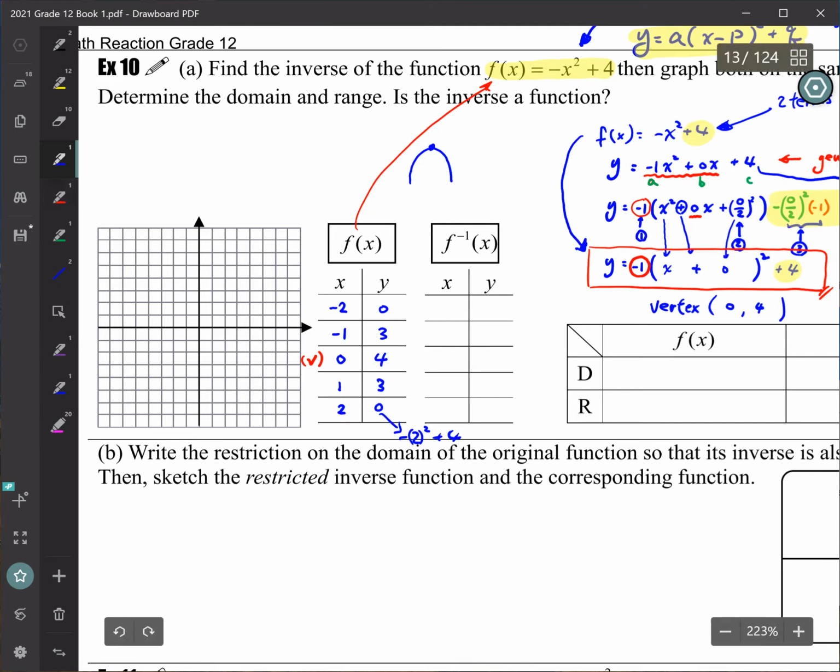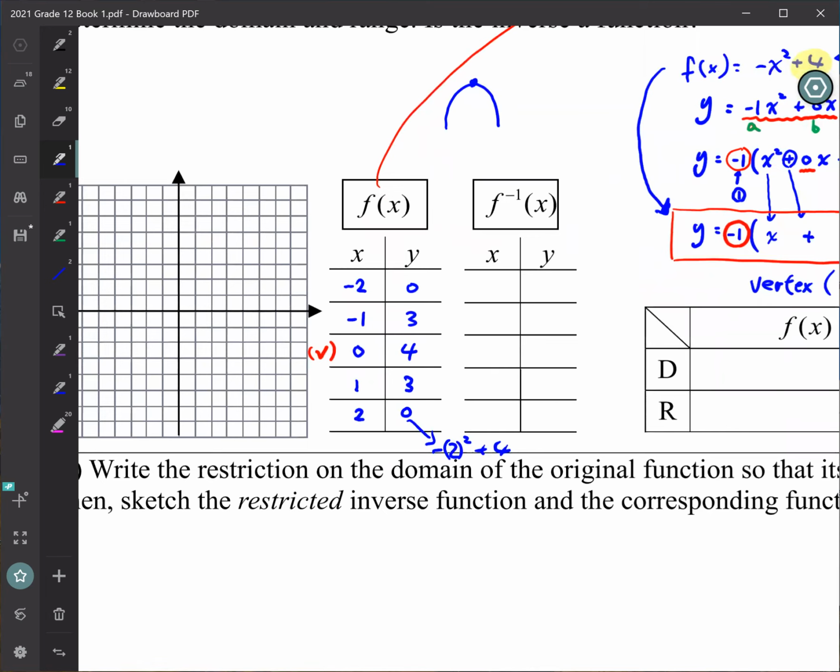So you can see from the table, (0, 4) is the middle, and then it's symmetrical. You have (-1, 3), and on the other side (1, 3). You should have a symmetrical point on both sides of the vertex.